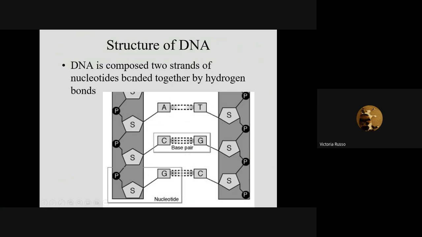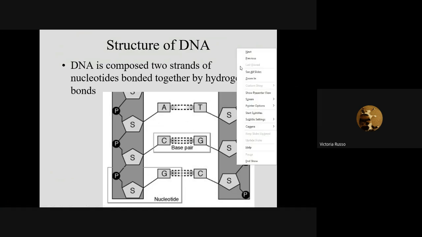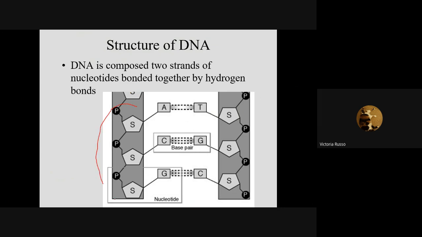So a DNA molecule is composed of 2 strands of DNA that are held together by hydrogen bonds between the nitrogen bases. So if we take a look at this, I'm going to draw on it a little bit. This here is one strand of DNA, and it has 3 nucleotides. Every phosphate, sugar, and base is a nucleotide.